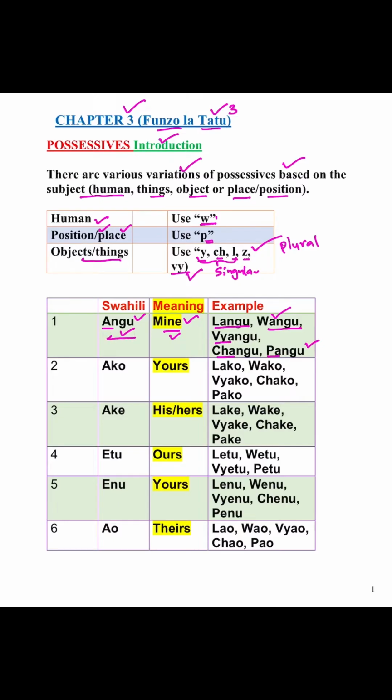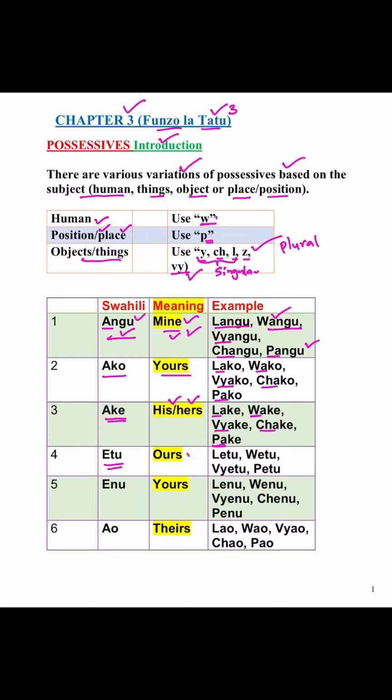So angu means mine. Ako means yours. It could be lako, wako, vyako, chako, pako. Ake means his or hers. So Swahili is gender neutral. So if something belongs to him or her, you say ake, and you use the word wake if it's a person. And then there's lake, vyake if it's plural, chake, and pake if it's a place. Remember, P is for place.